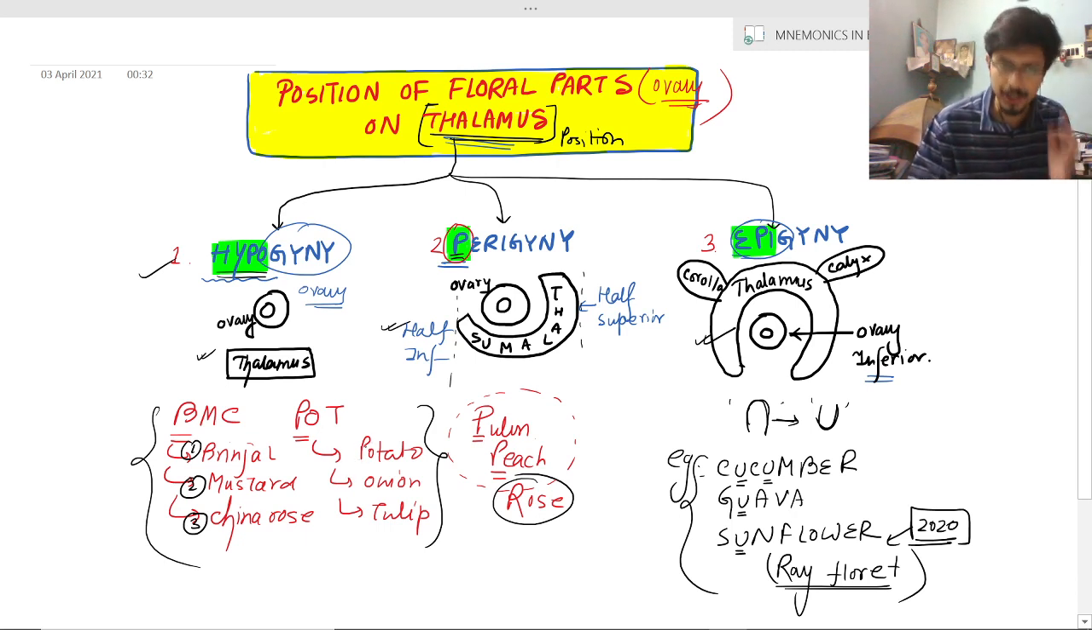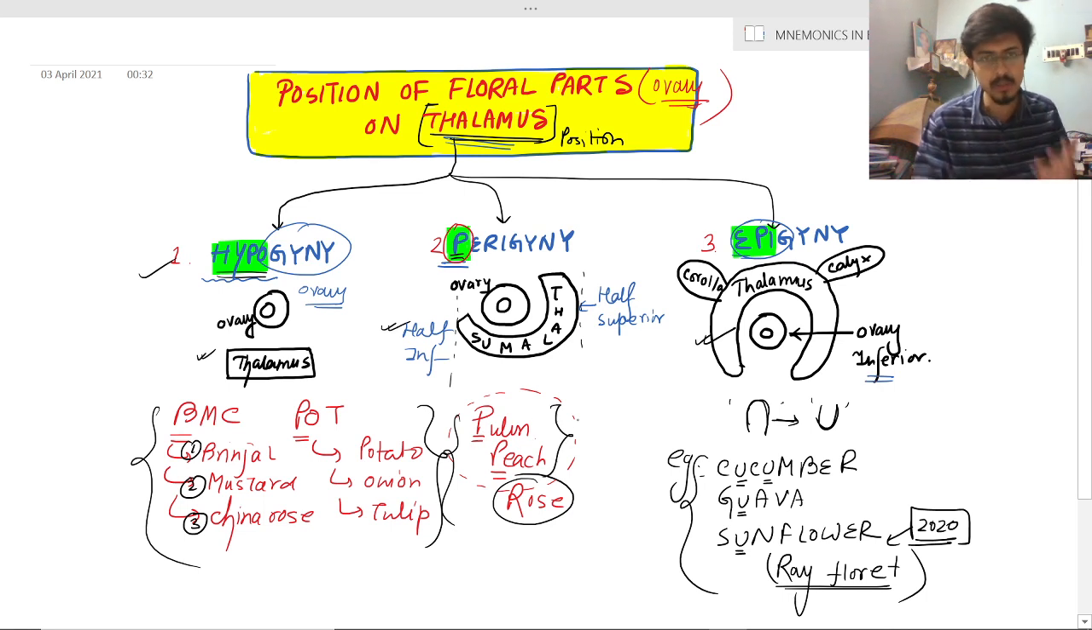Perigyny, the naming starts with P. The examples are P for palm and P for peach. These two starting with P, palm and peach, you have to remember. And an extra thing to remember is that rose is also an example of perigyny.